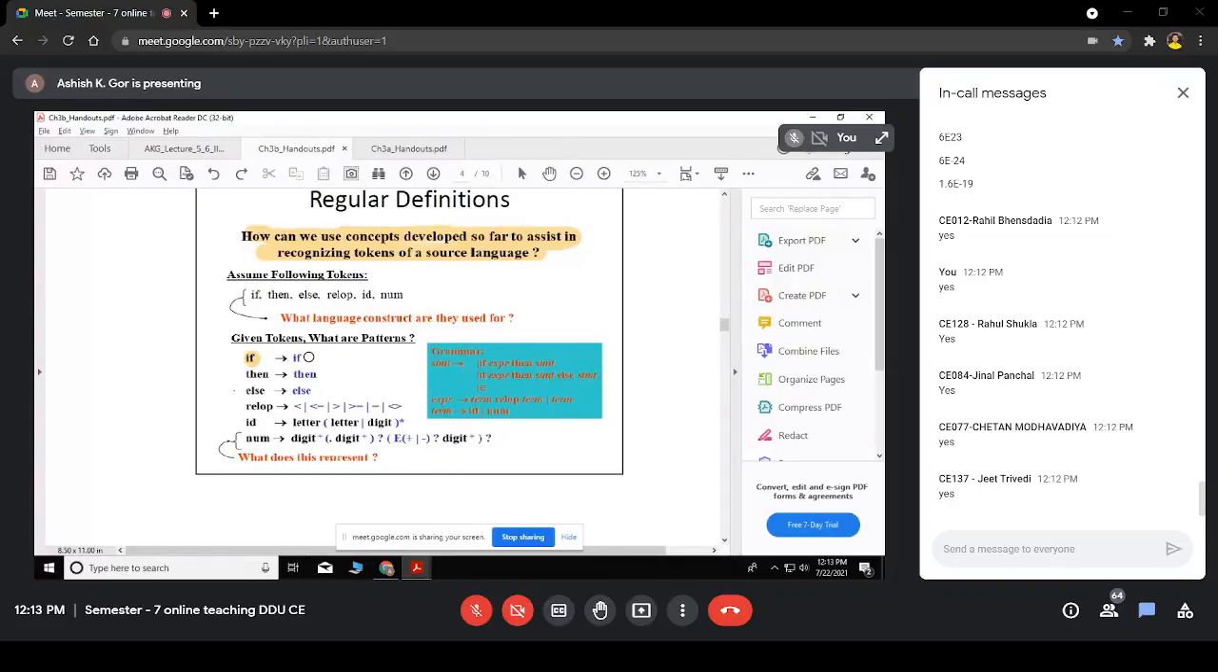If, then your pattern is if. Then the pattern is then. Exactly, because these are the keywords. E followed by L followed by S followed by E followed by blank makes a token else, nothing else. Identifier you know, number you know.